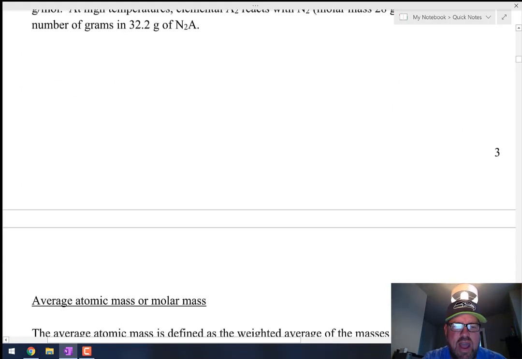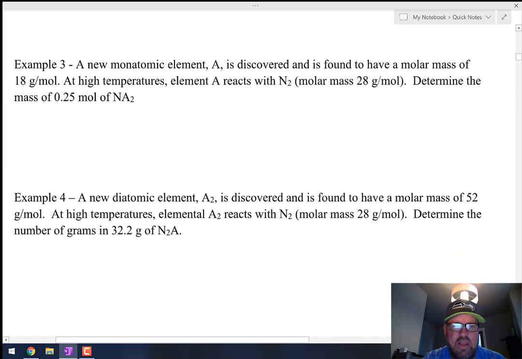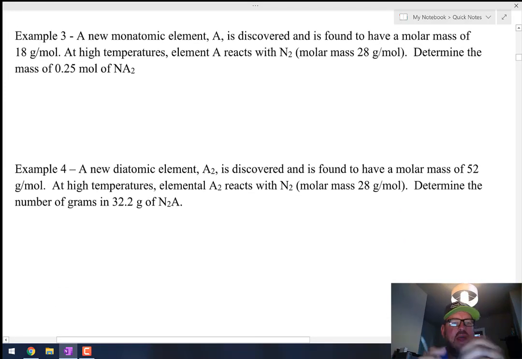These are some actually from old AP tests, so let's take a look at these. Example 3 says a new monoatomic element A. So first of all, anytime they use that, if you're like, wait a minute, where's A on the periodic table? A lot of times they use fake elements. They just make them up, like the letter X in math. So if you're like, well, I can't find A on the periodic table, well, because it's not there.